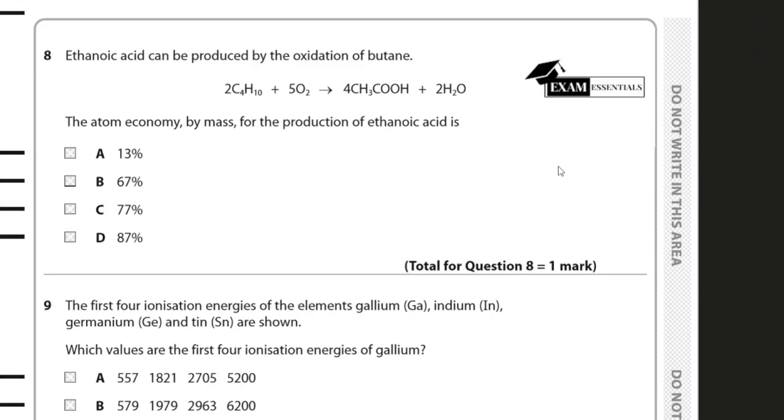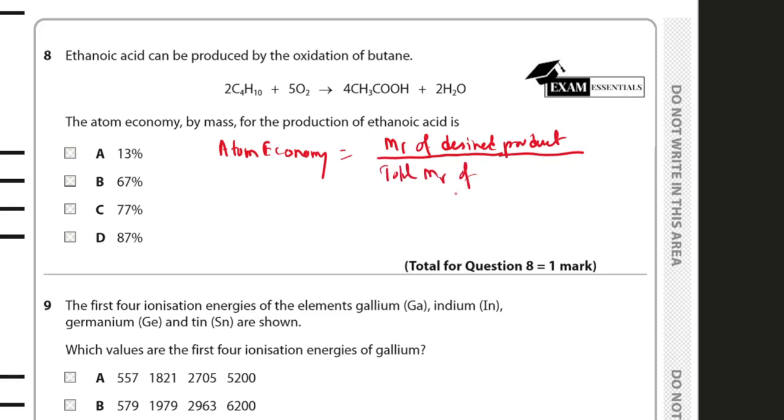Now moving on to the next one: ethanoic acid can be produced by the oxidation of butane. This is the formula provided, and they told you to find the atom economy. So there's a step-by-step process. First of all, to find the atom economy, the formula would be the molar mass of the desired product divided by the total Mr of all reactants, times 100%.